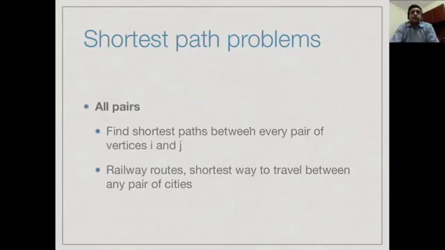One where we have the single source and we want the shortest path to every destination but only from that source. And another version where we want to find the shortest path between every pair of vertices.